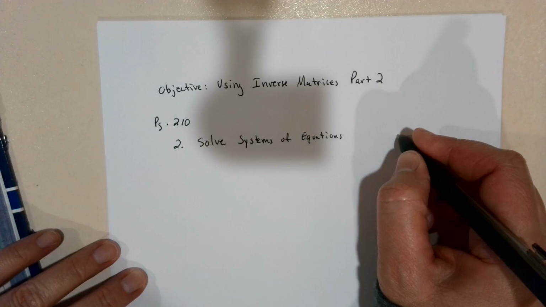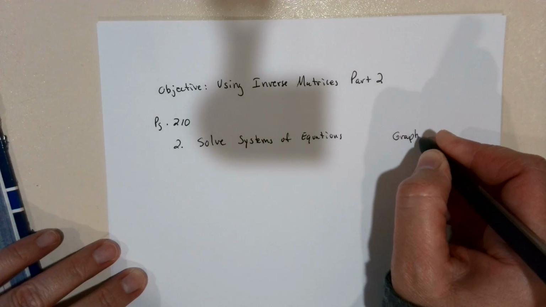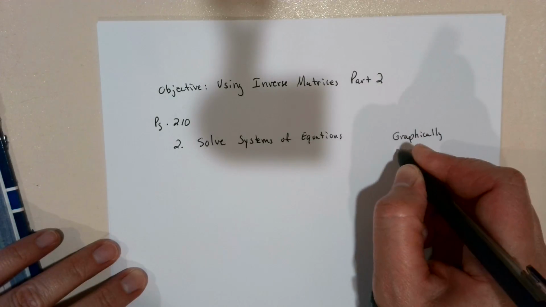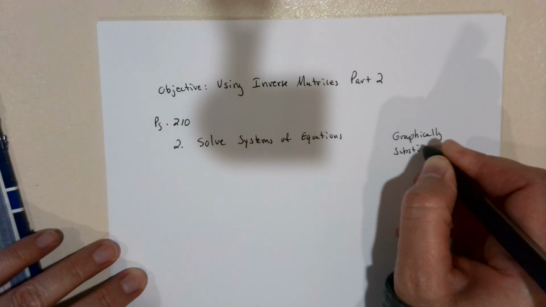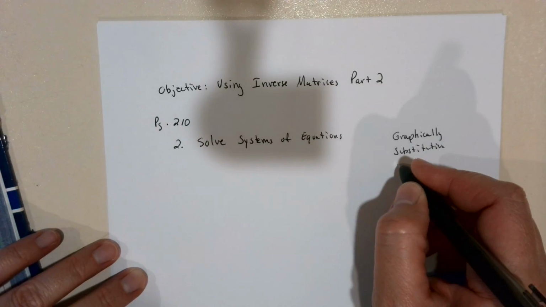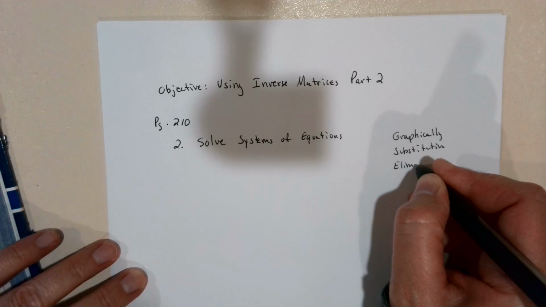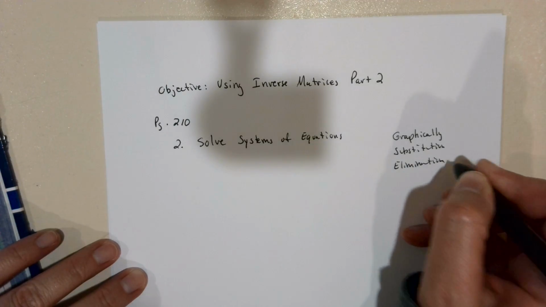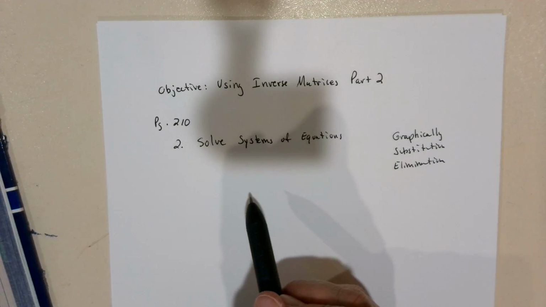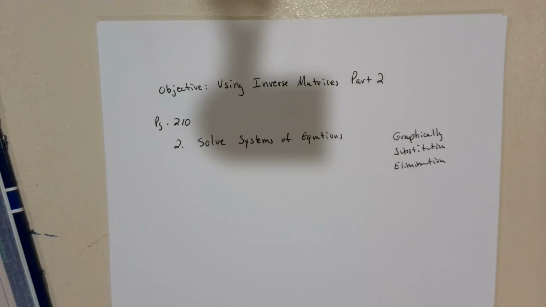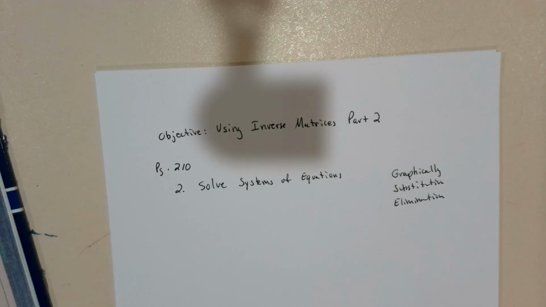And if you remember way back in the fall, chapter 3 was all about solving systems of equations. And we solved them graphically. And we solved them by substitution. And we solved them by elimination. And so this is a fourth way to solve a system of equations. And remember that a system of equations is basically that x and y, or that x, y, z, that make both equations true at the same time.